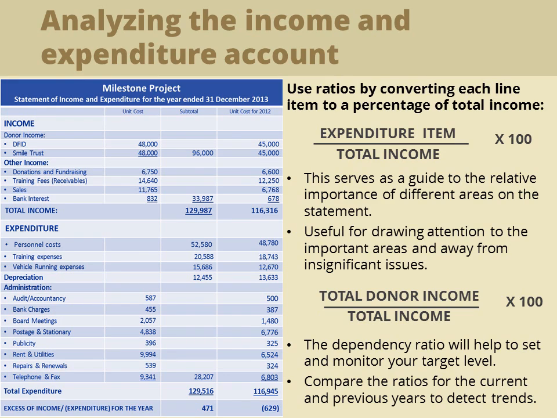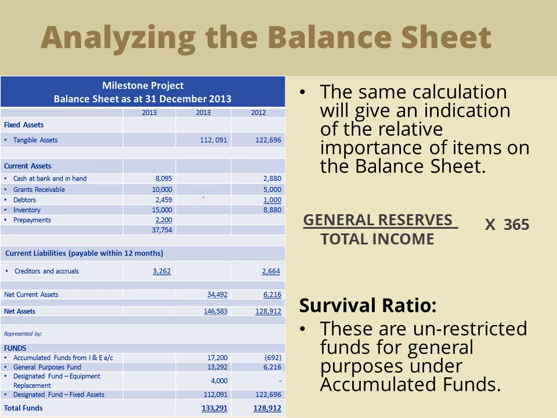When analyzing the balance sheet, you can use the same calculation of dividing everything by the total income figure shown on the accompanying income and expenditure statement to give an indication of the relative importance of items on the balance sheet. A survival ratio can be calculated by dividing general reserves, which is part of the accumulated funds and are unrestricted, by the total income from the accompanying income and expenditure statement.